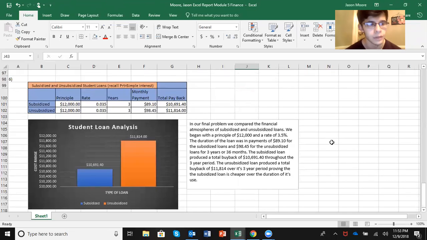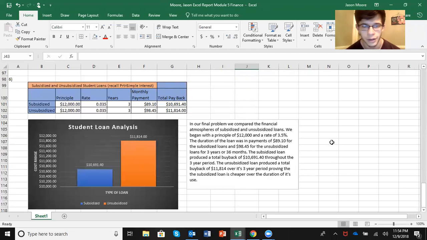Okay, in our final problem, we were looking into the differences between subsidized and unsubsidized loans in regards to their financial atmospheres. So with that, we began with a principal of $12,000 for each loan and a rate of 3.5% for each loan, which also equaled out to 0.035 for calculative reasons. And with that, we came to the conclusion that $89.10 was the monthly payment for the subsidized loan, and $98.45 was the unsubsidized loan monthly payment, which was going on for a duration of 3 years, or also looked at as 36 months.